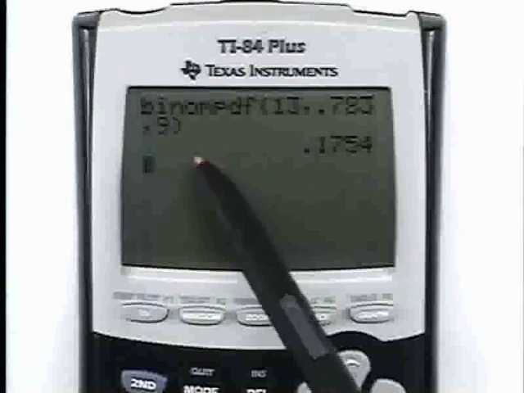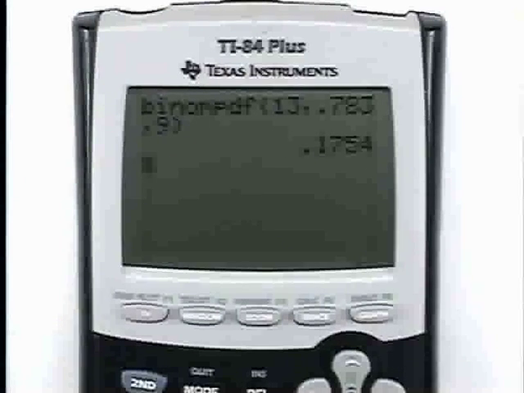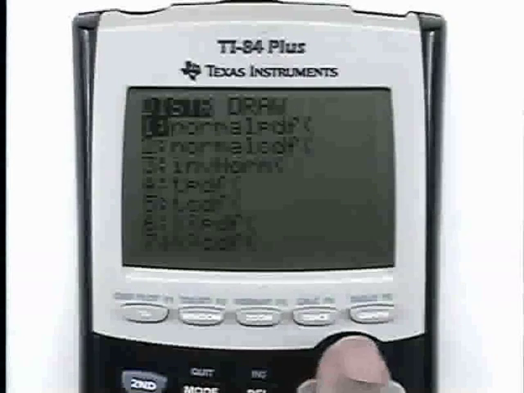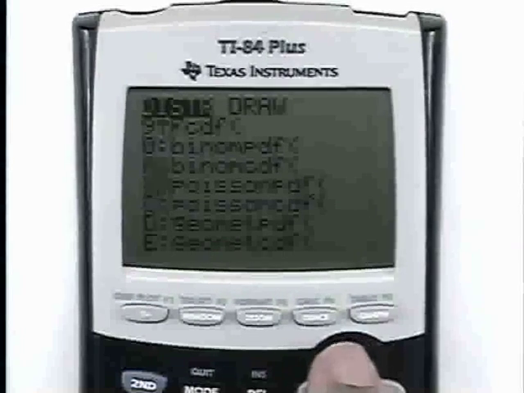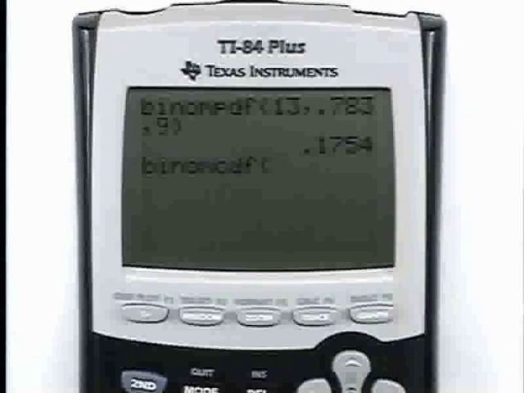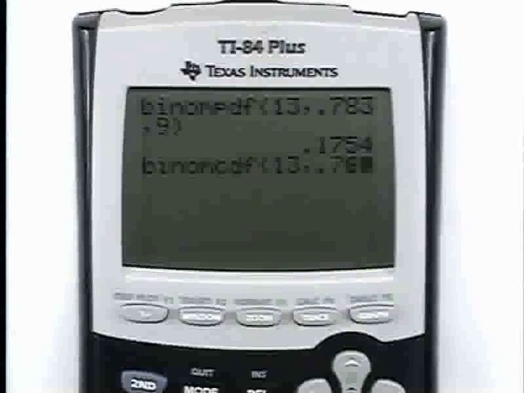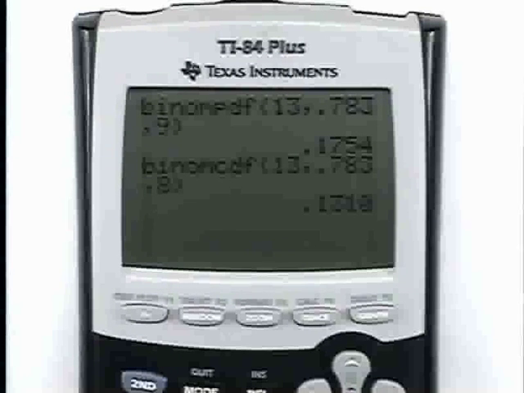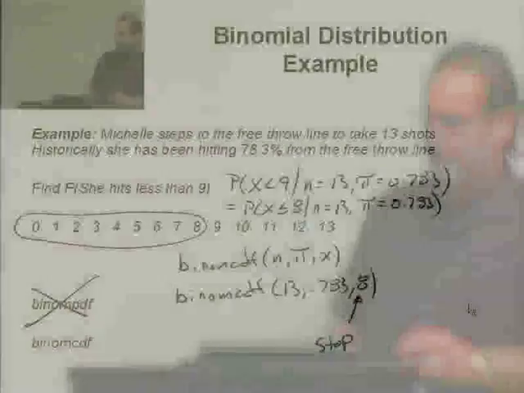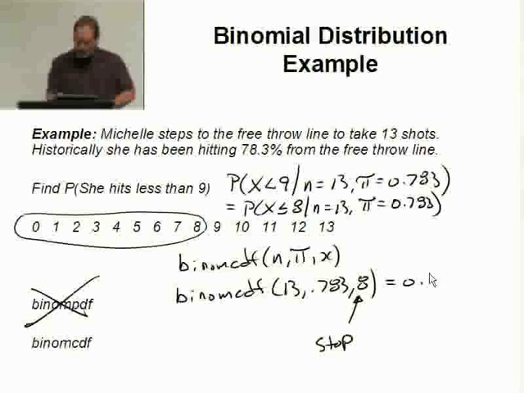This is the one we just did, binom PDF of 9. So now I want the probability is less than 9, which is less than or equal to 8. Go to second distribution. I'm going to hit the up arrow key and go to option A. Now it says CDF. N is 13, pi is 0.783. And I want to stop at 8. This is less than 9, which is less than or equal to 8. That is 0.1310. Okay. 0.1310.